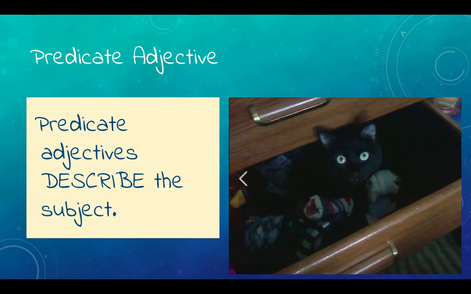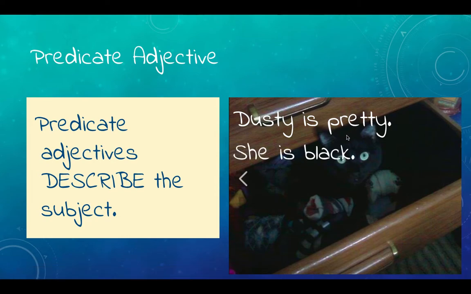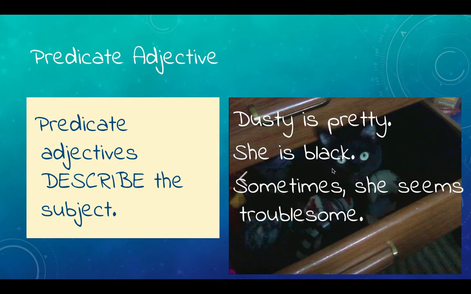All right, so now we're going to look at the words that are after the linking verb. If it's a describing word, then we call those words predicate adjectives. Let's look at a few examples about Dusty the cat. Well, Dusty is pretty. This word pretty is describing Dusty, so we would call this word pretty a predicate adjective. She is black. Okay, so again, I'm describing her with the word black, so black is a predicate adjective. Sometimes she seems troublesome. This word troublesome, again, is describing Dusty, describing the she, and so troublesome would be a predicate adjective.